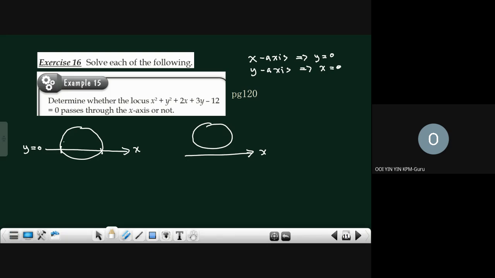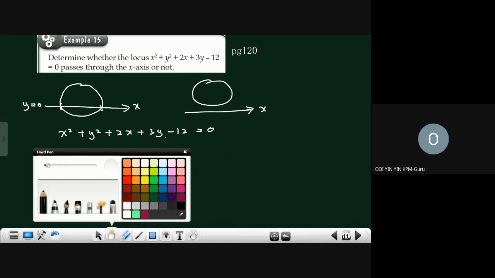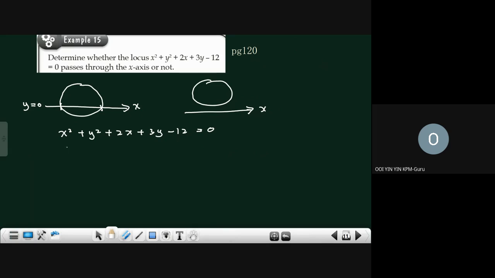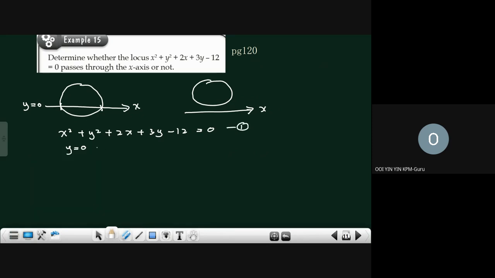Okay, so now whether it passes through or not. The first thing is that you have your first equation, x squared plus y squared plus 2x plus 3y minus 12 equals 0, right? This is your first equation. And then the second equation is this x-axis. There must be two equations. Now, for the x-axis, I told you the equation is y equals 0. Then the first step is we solve these two equations first, which means this is your equation 1, this is your equation 2.